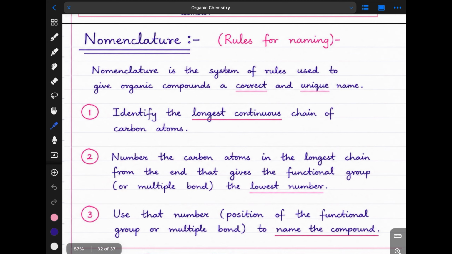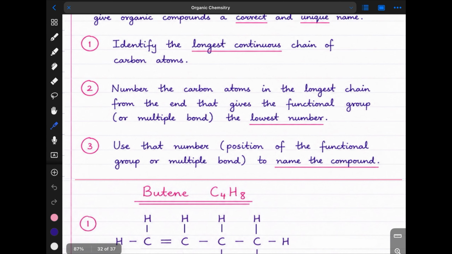So nomenclature is the system of rules which are used to give organic compounds a correct and unique name. So basically, nomenclature consists of rules for naming the isomers, and you don't have to remember this definition, it's just here for the explanation. Let's first talk about the rule number 1.